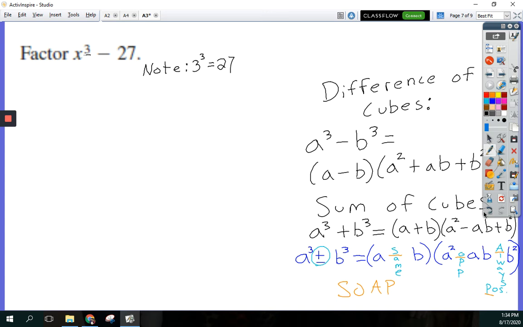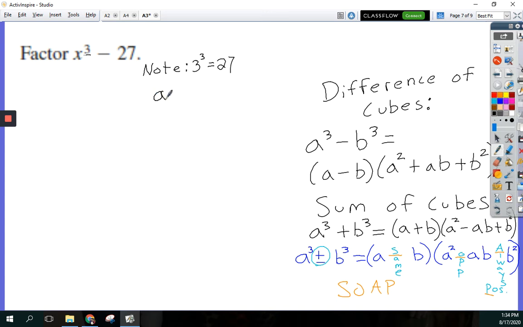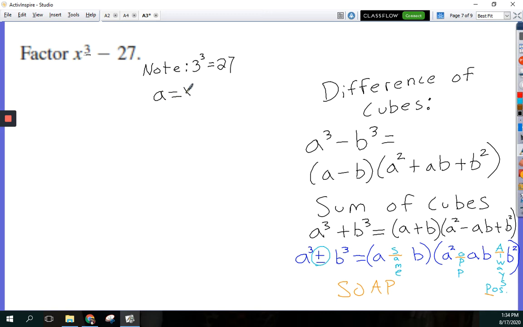So looking at our example that we have up here, our A value is going to be X, and our B value is going to be 3. So when we factor that, we get A, which is X. We're going to have the same sign, so it's going to be minus.